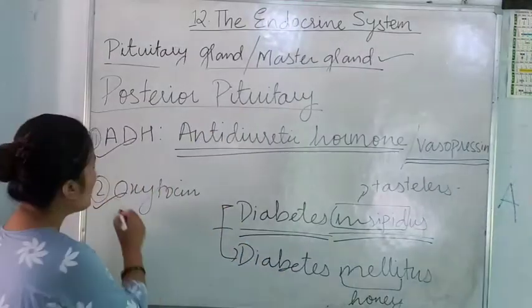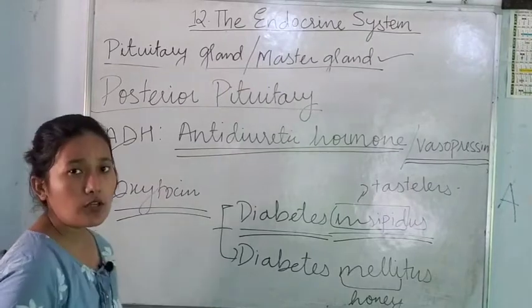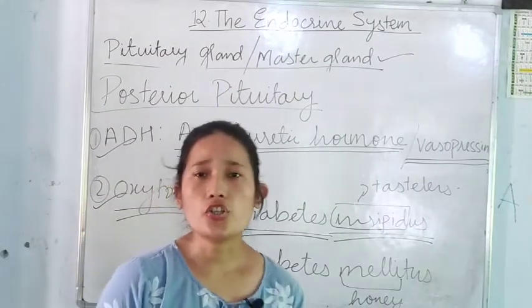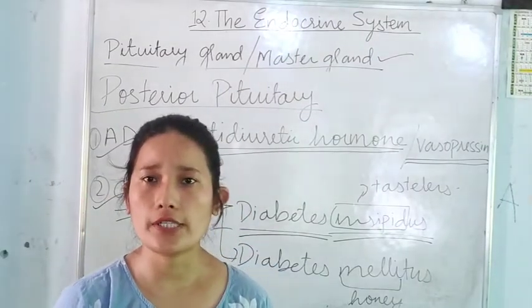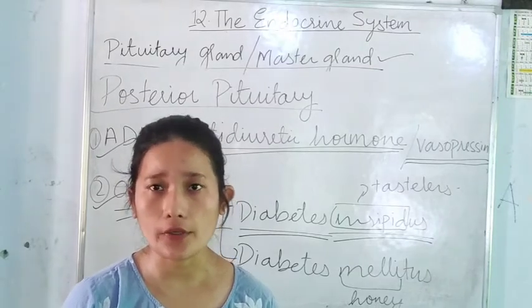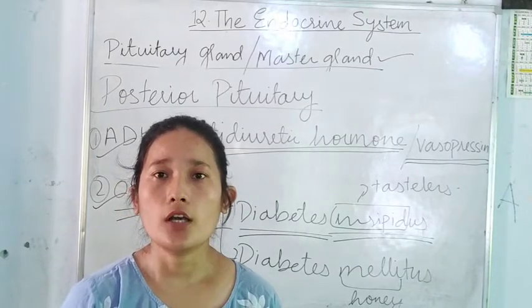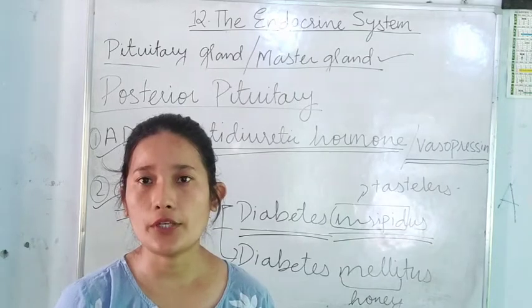Now next, moving on to oxytocin hormone. Now the function of this: oxytocin hormone is generally secreted during labor. Labor means whenever it's time for the delivery of the baby, okay.